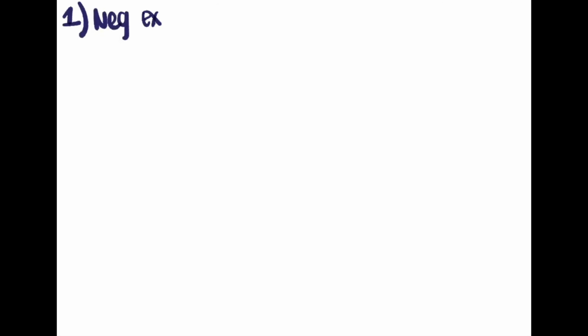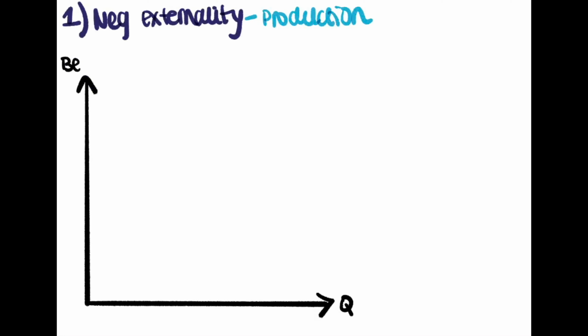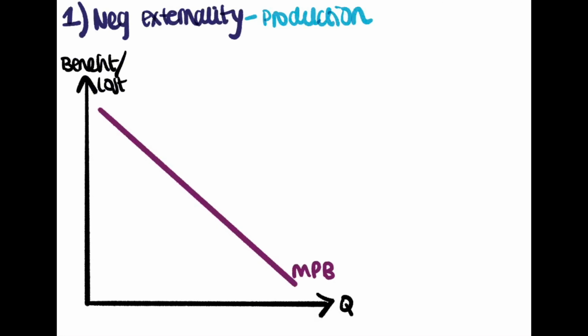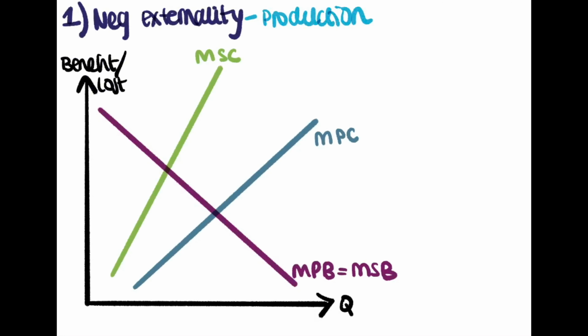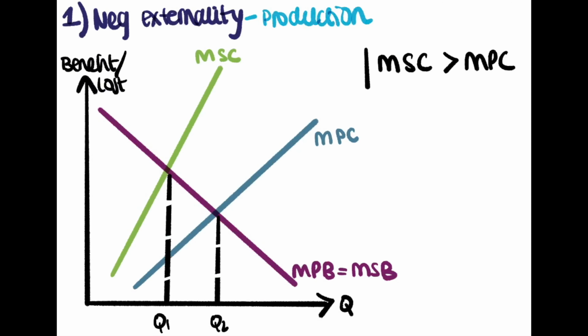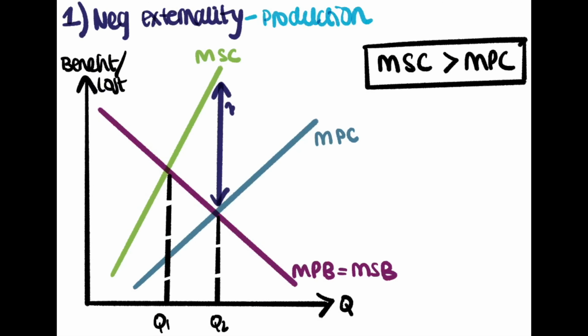Let's draw the graph for negative externalities in production. We can see that as quantity increases, so does the difference between marginal social cost and marginal private cost. This difference is called the marginal external cost. At point Q1, resources are allocated efficiently. This is known as the optimal allocation point because marginal social cost is equal to marginal social benefit.